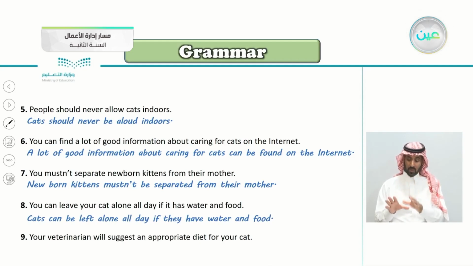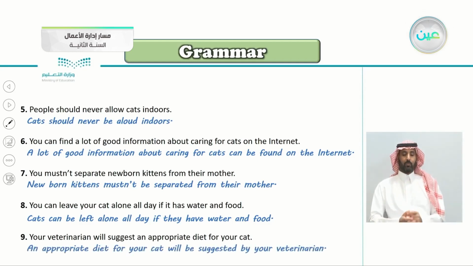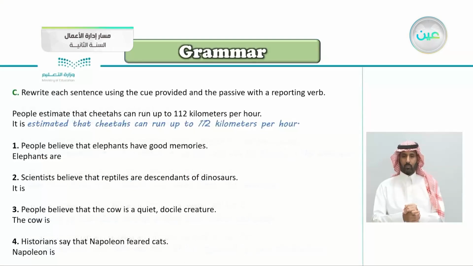Number 9, your veterinarian will suggest an appropriate diet for your cat. So, very good. We say an appropriate diet for your cat will be suggested by your veterinarian. We added the subject here. Or if you want to leave the subject, an appropriate diet for your cat will be suggested.